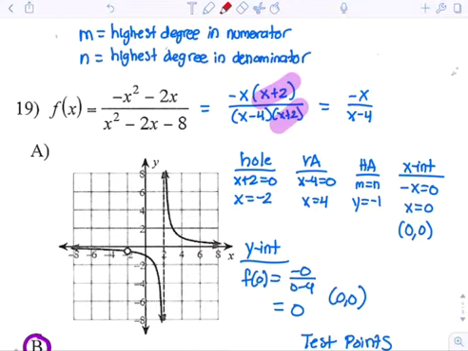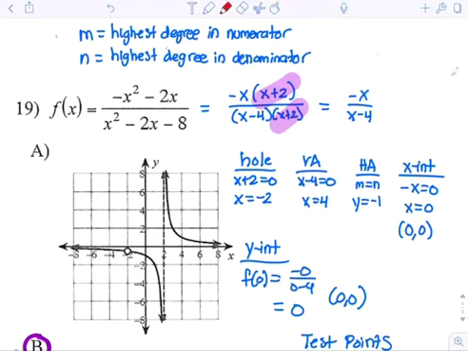And then we're going to get this for our final equation. Now for our hole, what you cancel is what you set equal to 0. Since we canceled x plus 2, we set that equal to 0 to find our hole of x equals -2. Vertical asymptote, you set the denominator equal to 0. So that's how we get x minus 4 equals 0, which is x equals 4.